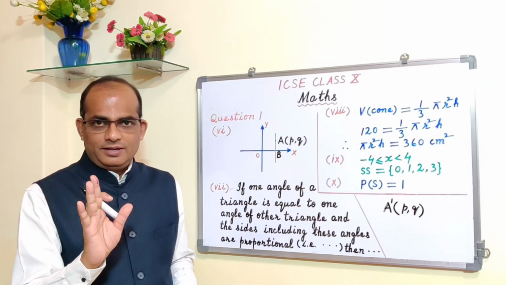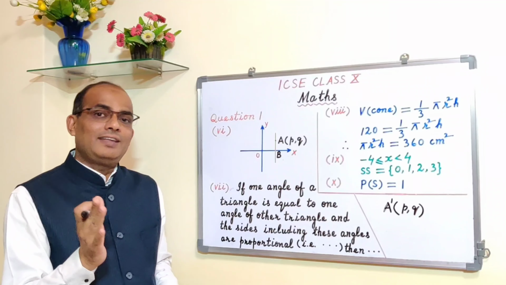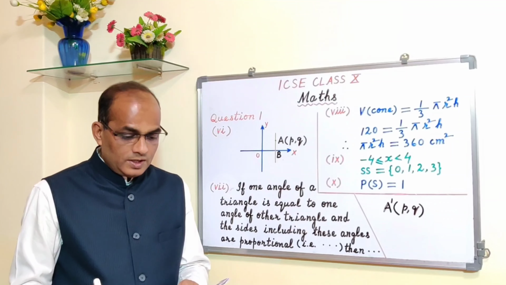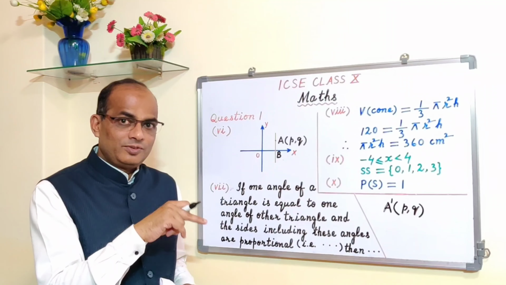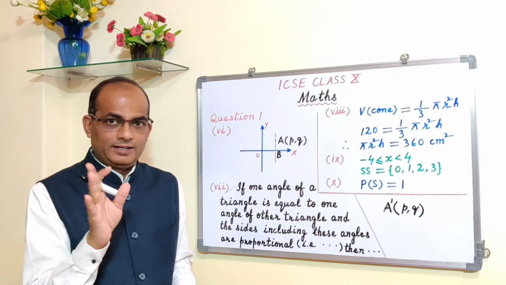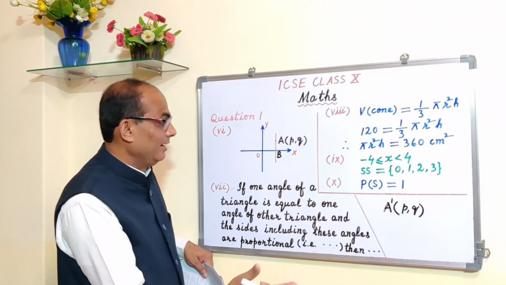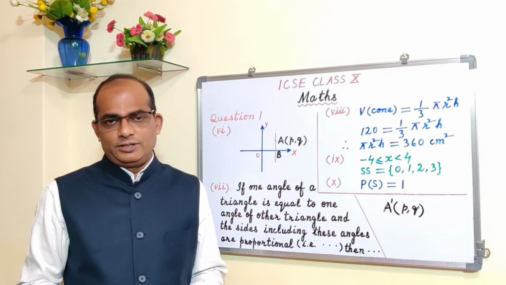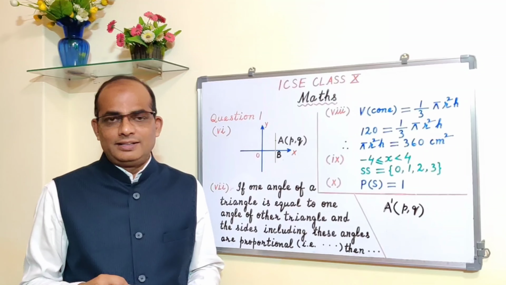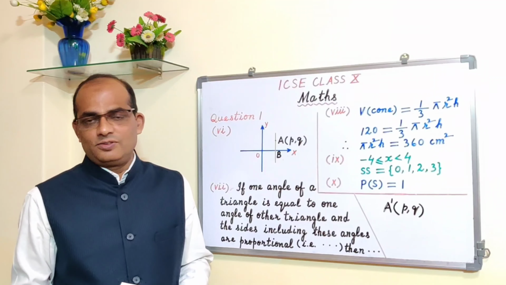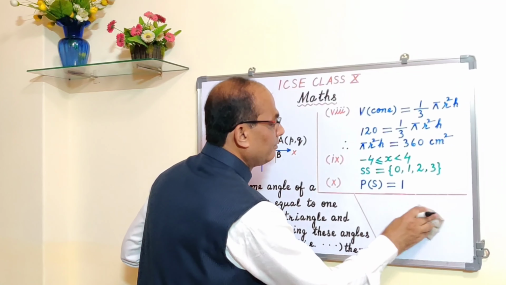This axiom is called the SAS axiom or SAS test of similarity. Now see, SAS test of congruency and SAS test of similarity, please go through it, there is a difference. Here one angle of a triangle is equal to one angle of the other triangle, and the sides including these angles are in proportion. Then we say that the two triangles are similar, and the test is the SAS test of similarity. Let me show you if the sides are proportional or not.